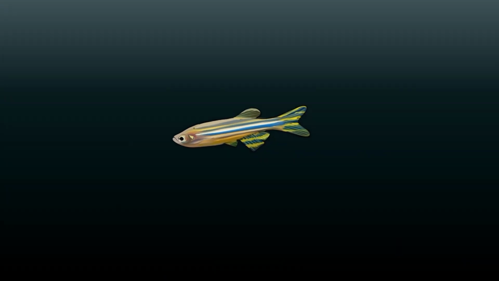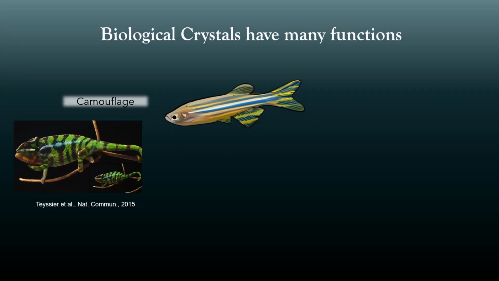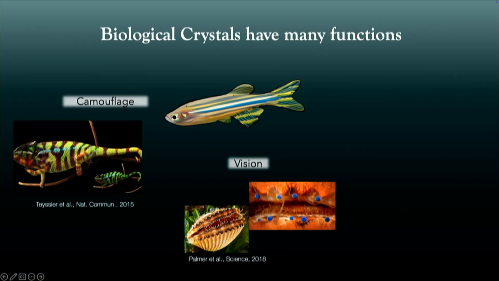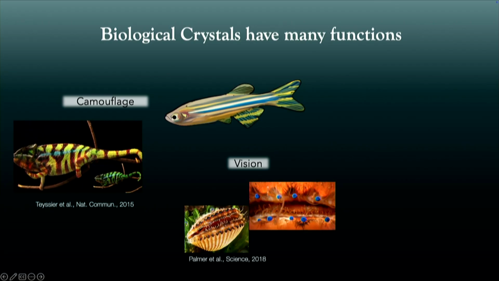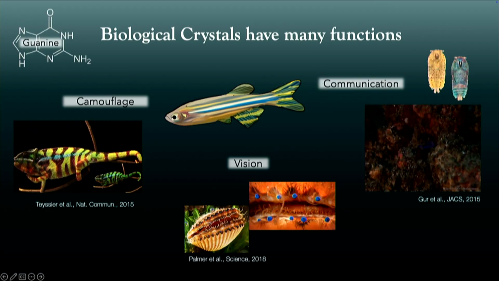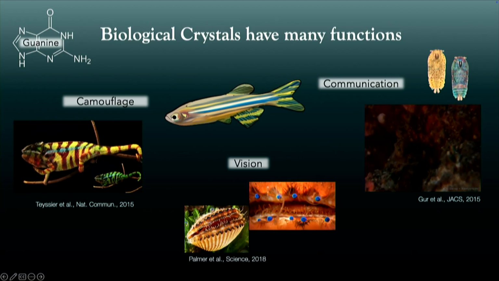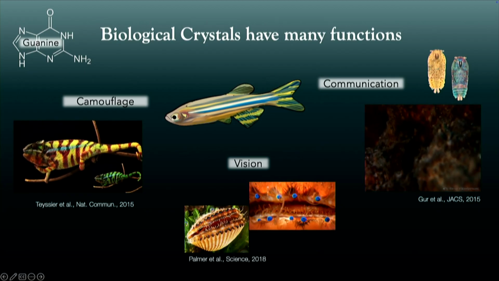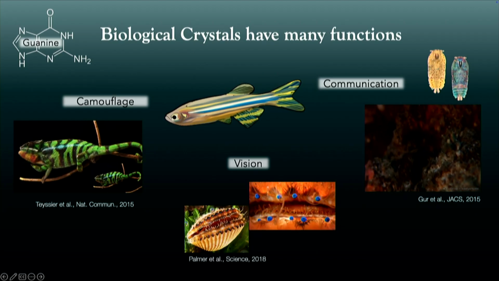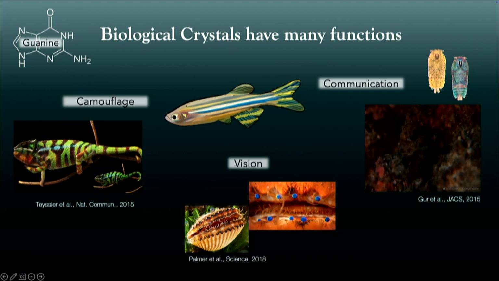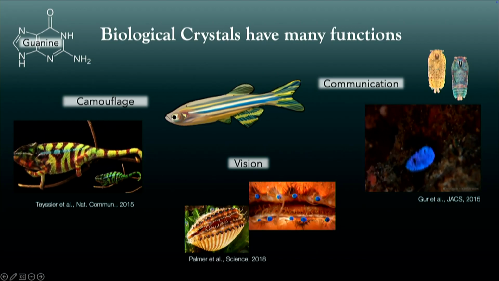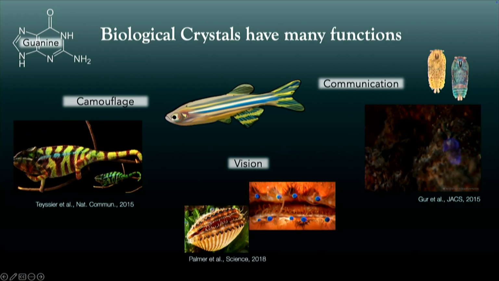And they have many functions, such as camouflage in the chameleon. We have vision, like in the eyes of the scallop and the zebrafish, and communication, like the really cool copepods, and also for the zebrafish. And all these examples that you see here today are actually organic crystals that are made of guanine. And this is the same guanine, the G, that we have in our DNA.